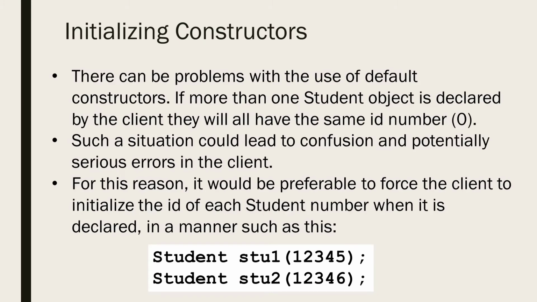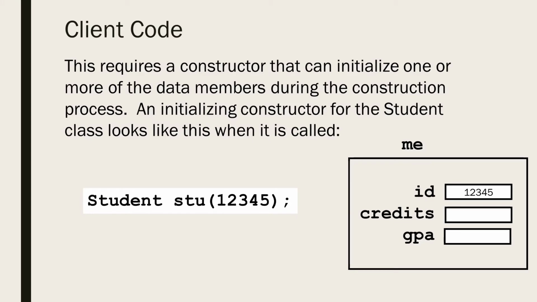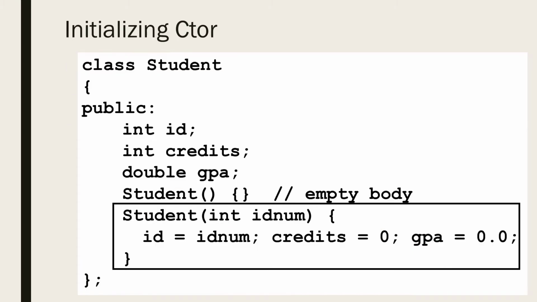Initializing constructors are a little different. Initializing constructors allow us to drop data in as an argument in the construction process so that that data is used as the object is created. So here the client, the main program, creates a student object and assigns it an ID number as it does that. In this example, the student class has an initializing constructor called student, and we're able to take an ID number that comes in as an argument and plug it into the ID number as we construct the object.